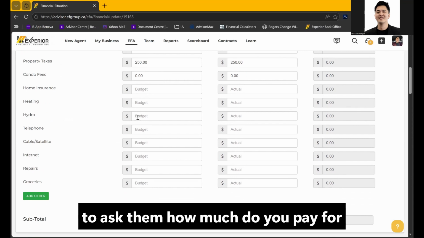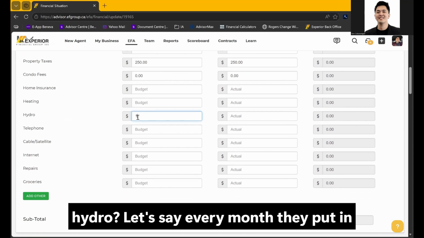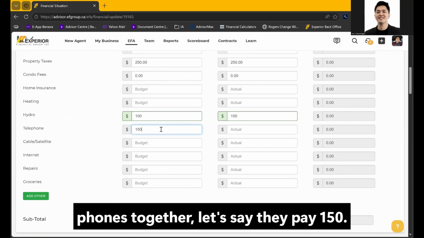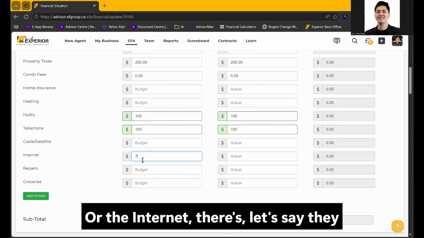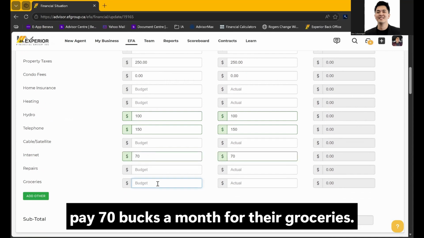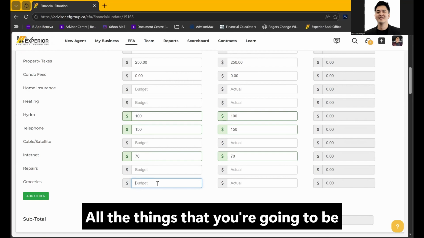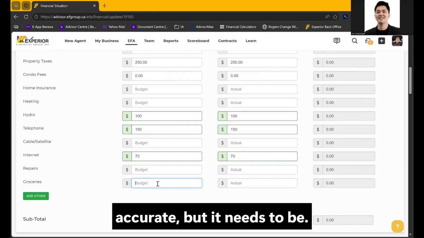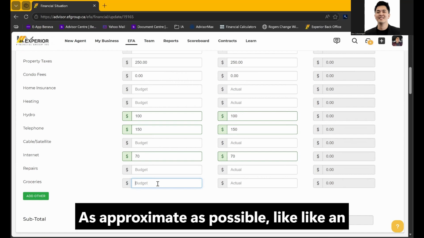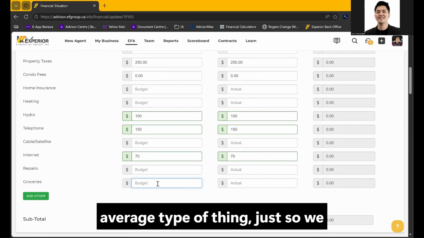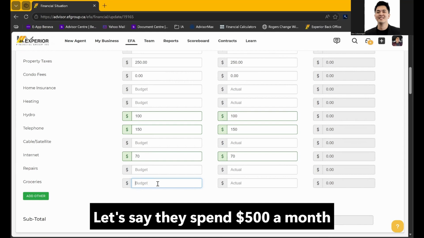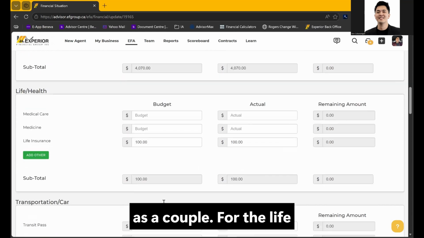Now you're gonna ask them, how much do you pay for hydro? Let's say every month they pay $100 for their phones together. Let's say they pay 150 for their internet. Let's say they pay $70 a month for their groceries. All the things that you're gonna be putting here doesn't have to be super accurate, but it needs to be as approximate as possible, like an average type of thing, just so we can benchmark the approximate disposable balance that they have. So for groceries, let's say they spend $500 a month as a couple.